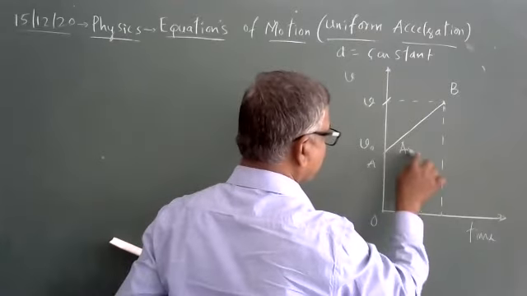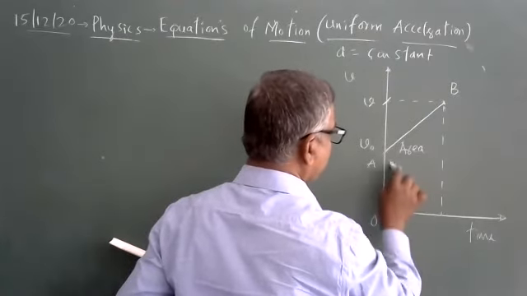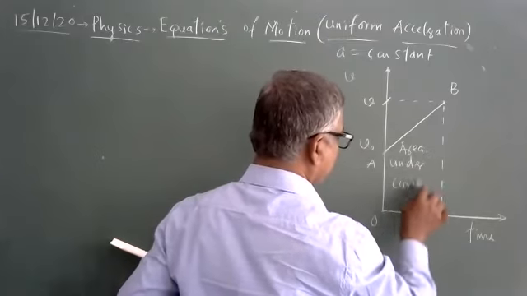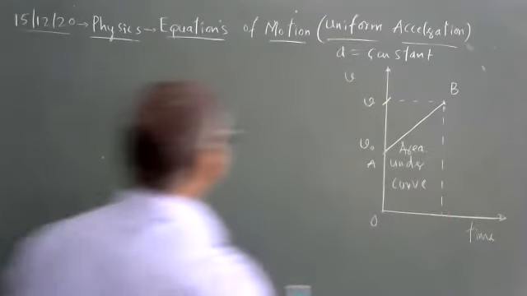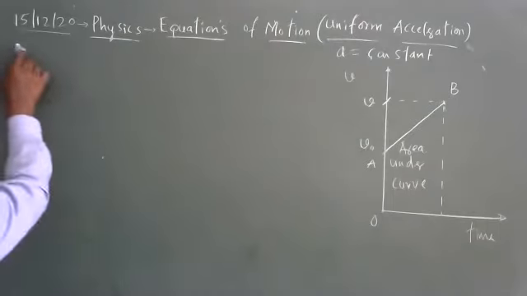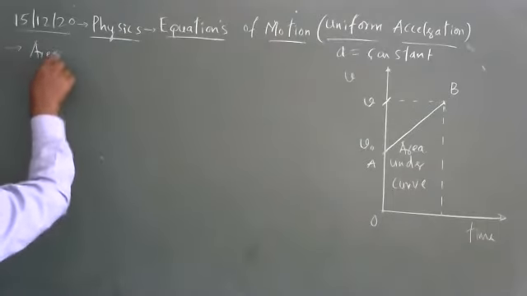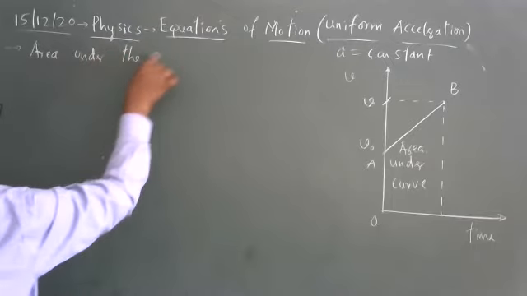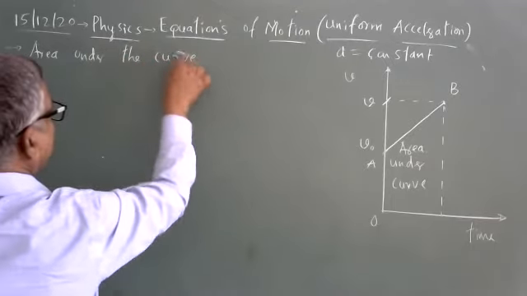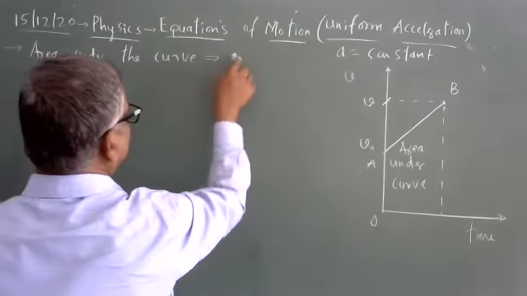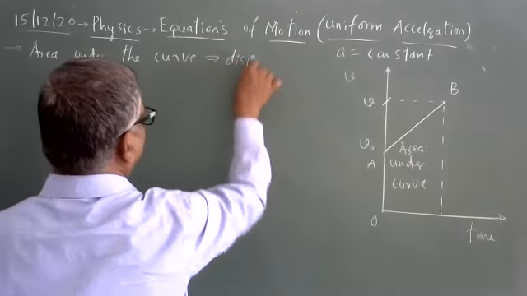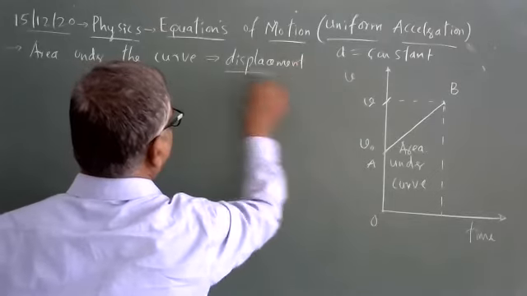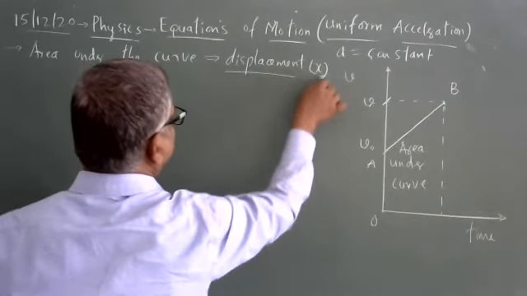This area under the curve gives us displacement. That displacement is taken with the notation x.